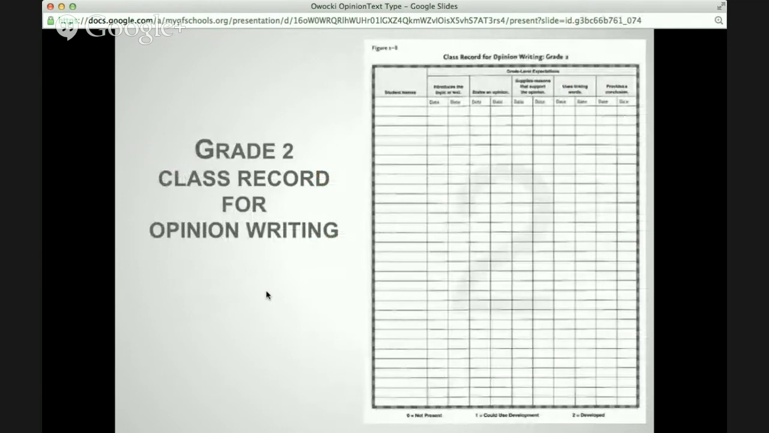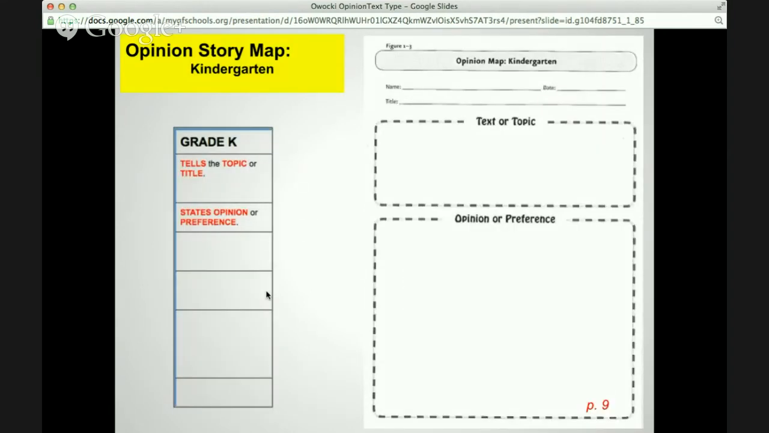Here's the class record for opinion writing. I love it, you put your student names in, you've got the criteria at the top. There's a listing of the pages for each grade level, and this is how you monitor who knows what and the progress that students are making. Milwaukee's wonderful for her resources to make this simplified.